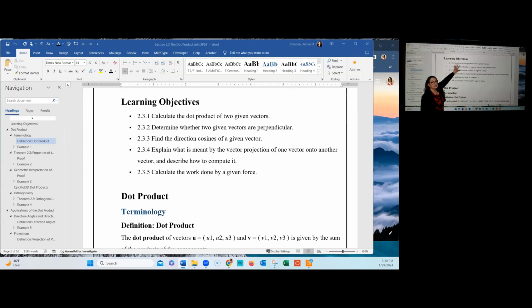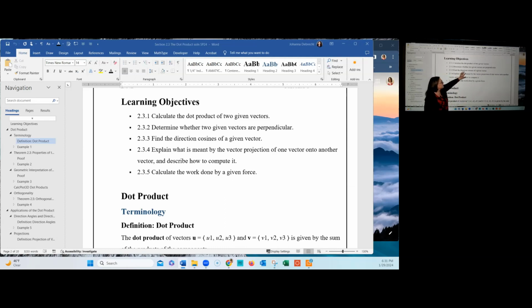So on the screen, you can tell what the learning objectives are. First, we need to define and calculate what the dot product of two given vectors is. Now recall that a vector has both magnitude and direction. So it's not just a magnitude, it's also the direction that it's moving. We're going to determine then whether two given vectors are perpendicular to each other. We can also tell if they're parallel.